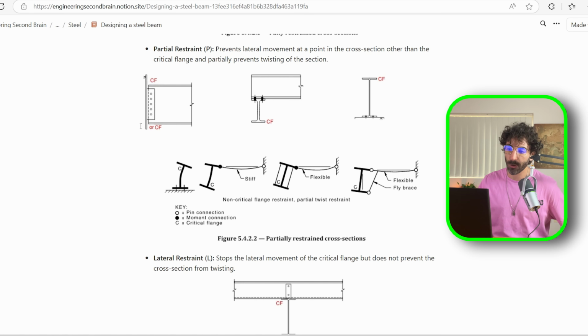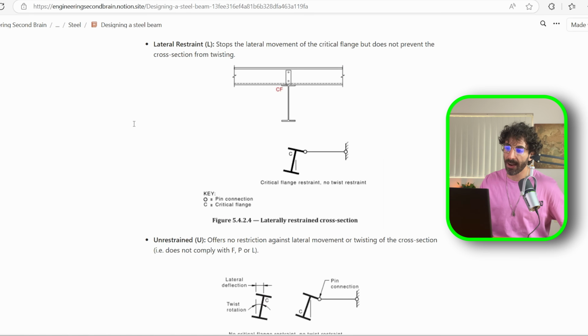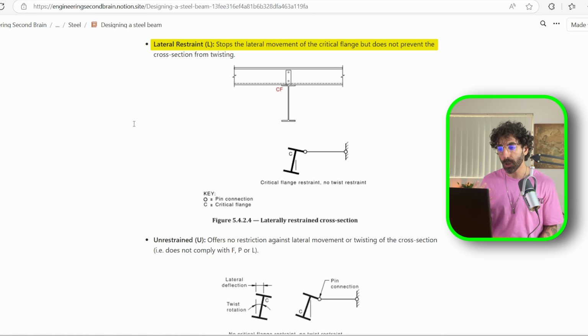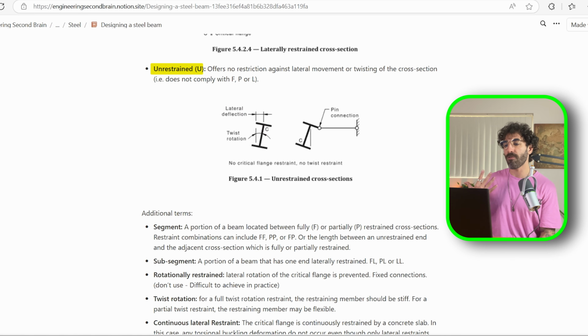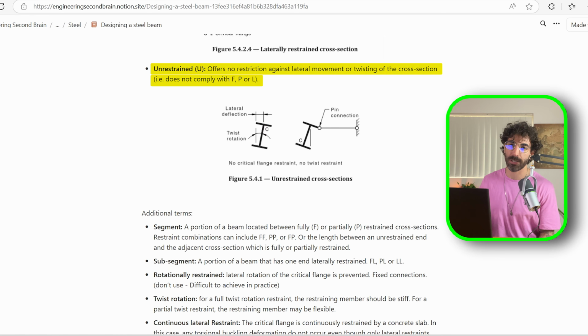After that, there's lateral restraint, represented by the letter L. And lateral restraint stops the lateral movement of the critical flange, but does not prevent the cross section from twisting. That's the typical case of a purlin connected to the rafter. As long as the top flange of the rafter is the critical flange, you will achieve lateral restraint. And finally, we have unrestrained cross sections, and that offers no restriction against lateral movement or twisting of the cross section. So it doesn't comply with F, P, or L.